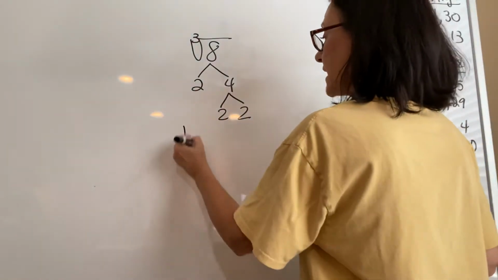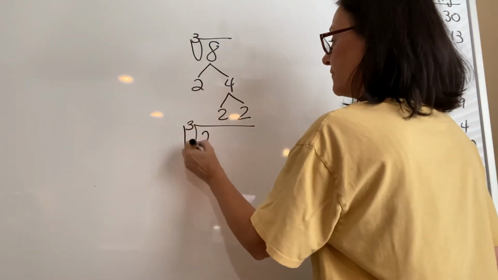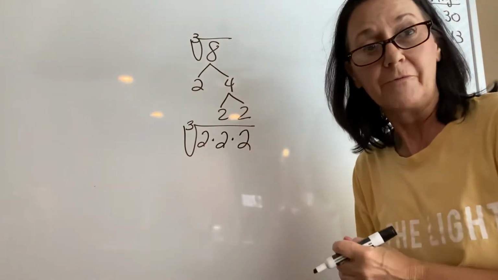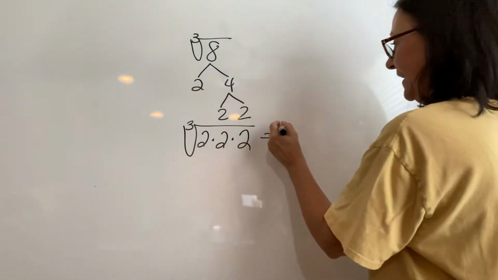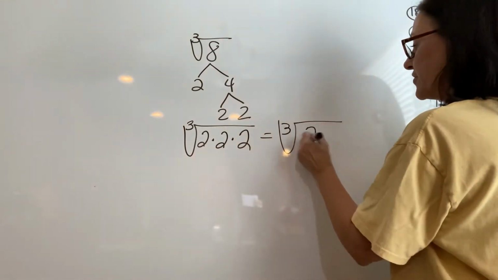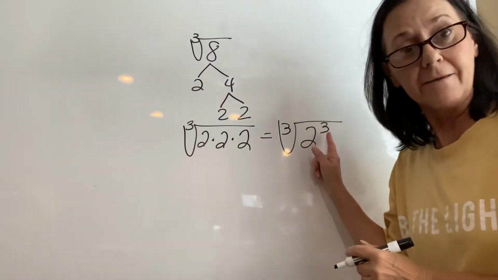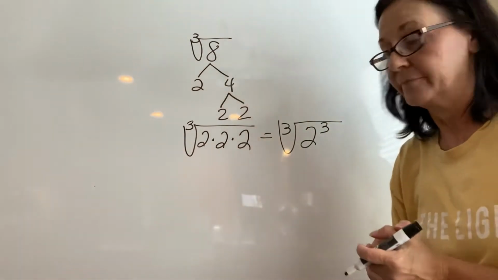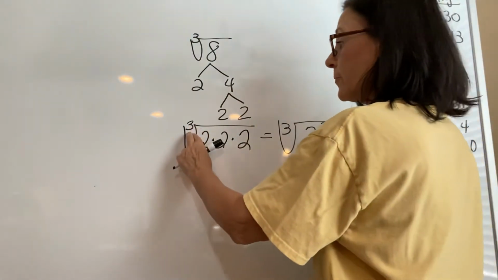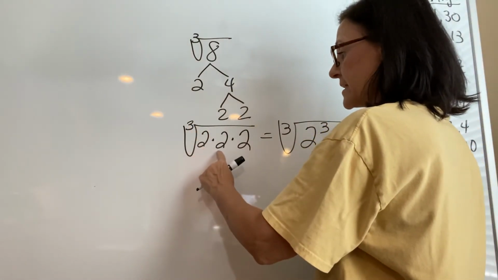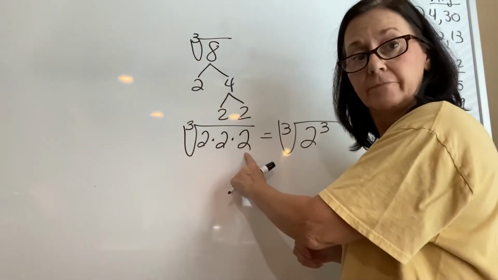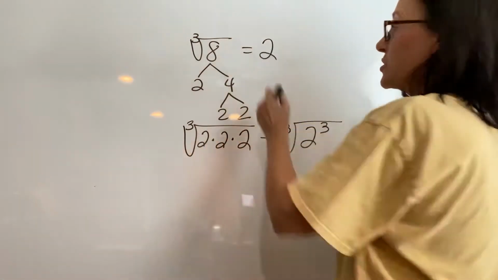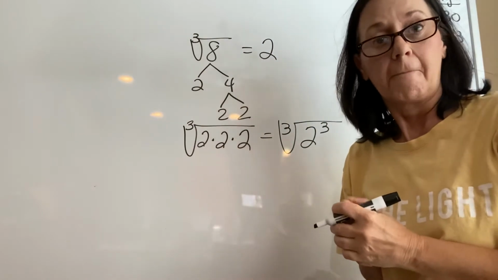So I could say this is the cube root of 2 times 2 times 2, right? Or I could say it's the cube root of 2 cubed, right? Because 2 cubed equals 8. So when I have a cube root, I have to have 3 of the same factors to be able to uncube it. So that equals 2.